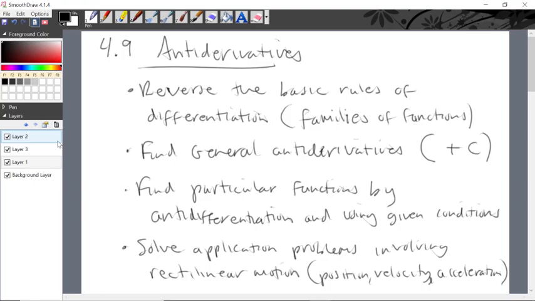Take, for example, the function f of x equals x squared. We know the derivative of x squared is 2x. Therefore, an antiderivative of 2x would have been x squared. That is, when we're asked to find an antiderivative of a function, the question we are asking is, can we determine a function or a family of functions such that we are currently looking at its derivative?